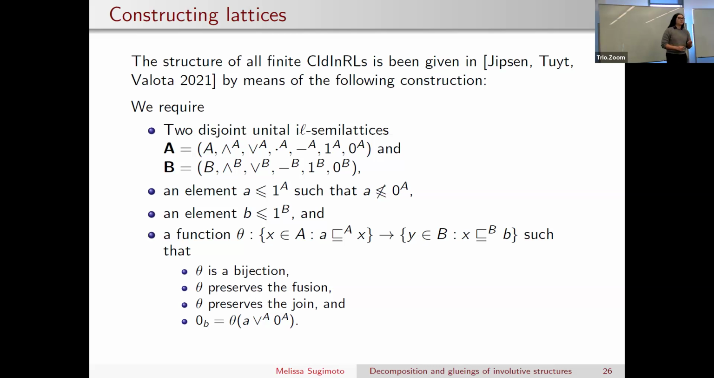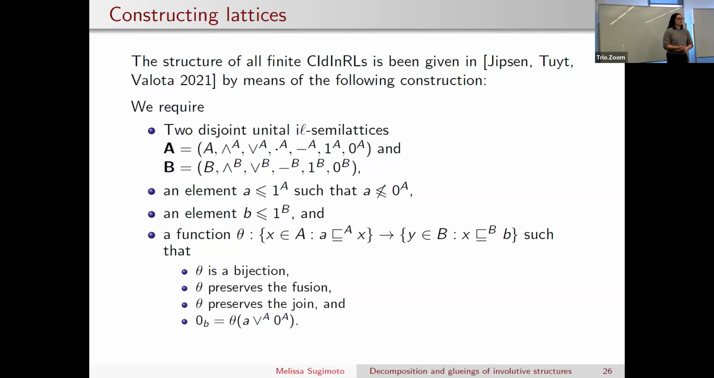And we require two disjoint unital IL semilattices, so just any two members of that variety. I say any two, this is not quite true. We need to be able to pick an element A in them. And we want that element to be below the unit, but not below the 0. And then we just pick any element B that's below the 1. And we take some function theta that maps between the multiplicative upset of the element A and the multiplicative downset of the element B. We need that to be a bijection.